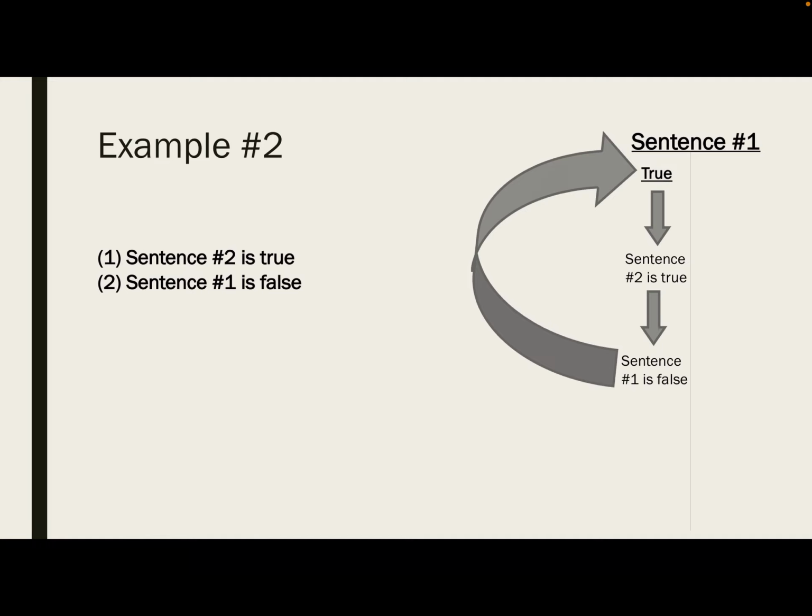Which in the last example, I said that they opposed each other. But in this scenario, sentence 1 has to be false if sentence 1 is true. That's where the paradox comes into play. Let's go the other route.